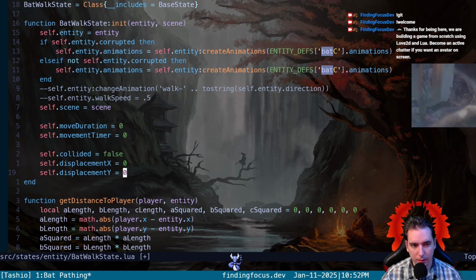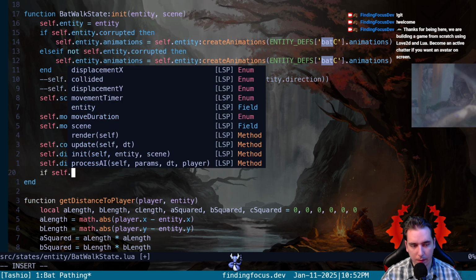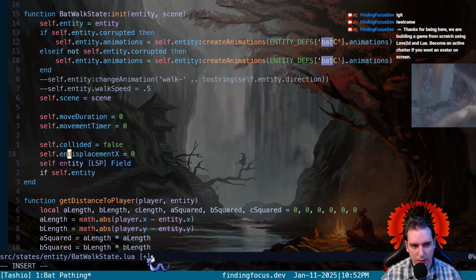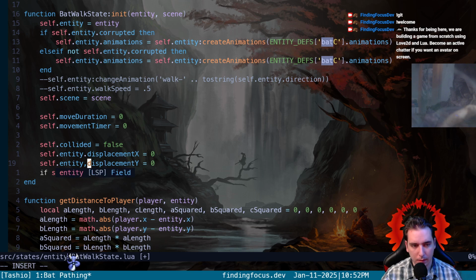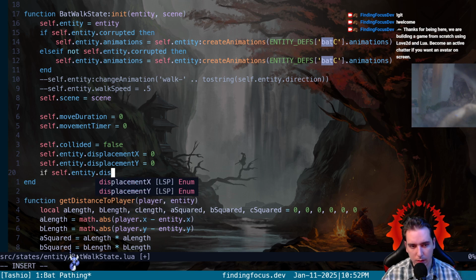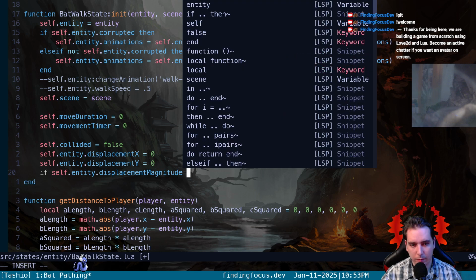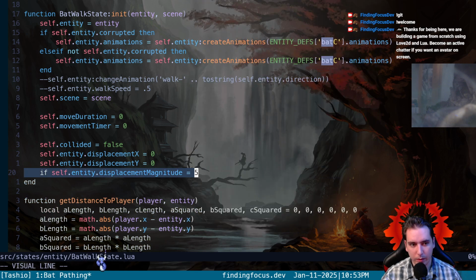And should this be a displacement for the entity? Probably not the state. So let's say that we give our entity the displacement X and Y. Initialize it to 0, and then we'll have this, I guess we'll call it displacement threshold or magnitude. So for right now, let's just try a magnitude of 5.